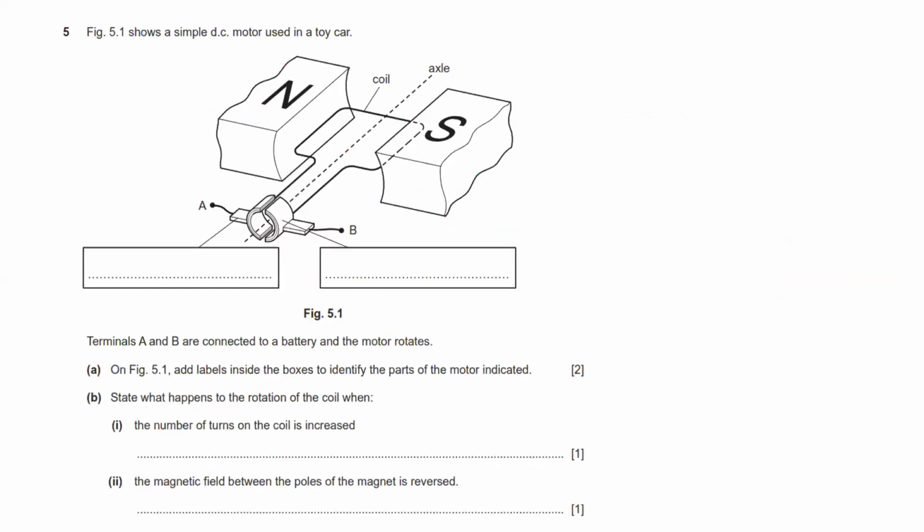Moving ahead, question number 5, it says figure 5.1 shows a simple DC motor used in a toy car. Terminals A and B are connected to a battery and the motor rotates. On figure 5.1, add labels inside the boxes to identify the parts of the motor indicated. So we have to indicate them. These rings are the split rings or commutators. B, split rings slash commutators.